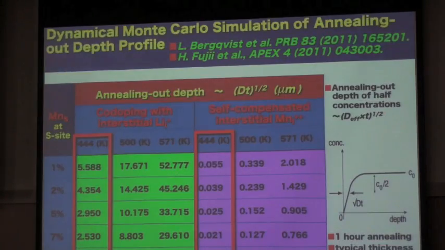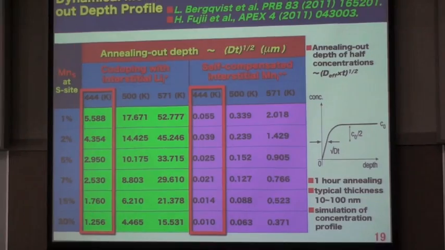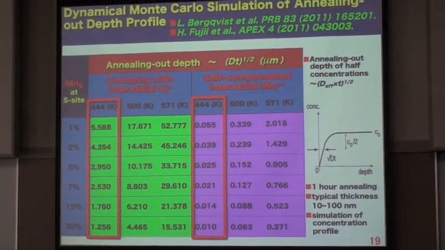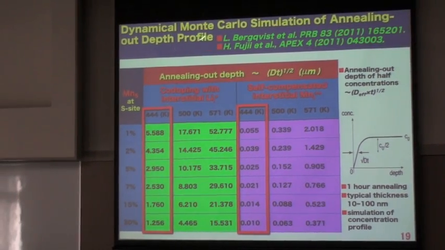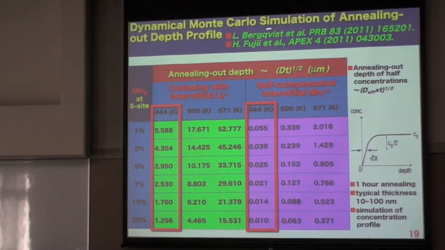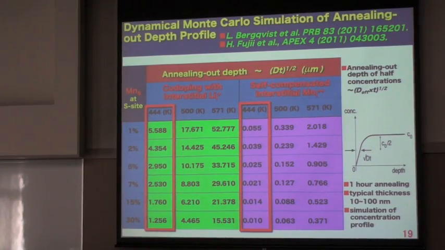Then, in order to remove it, we should calculate the potential surface, and then using dynamical Monte Carlo simulation, we can simulate the annealing-out depth profile like this.